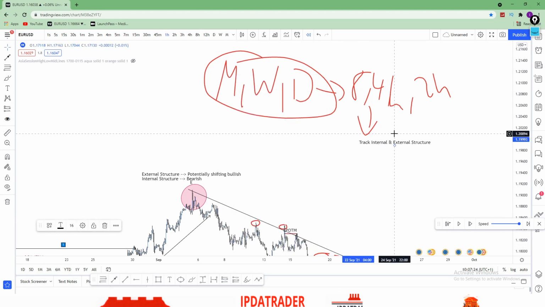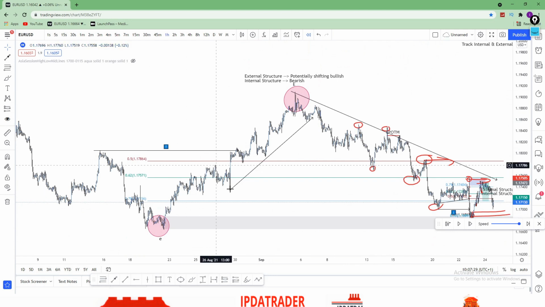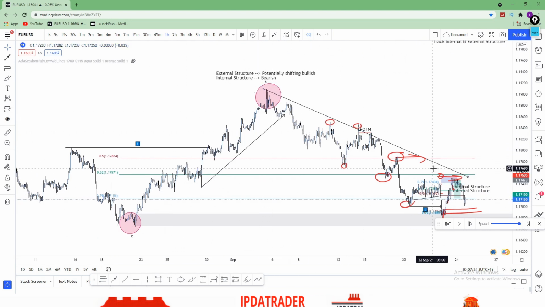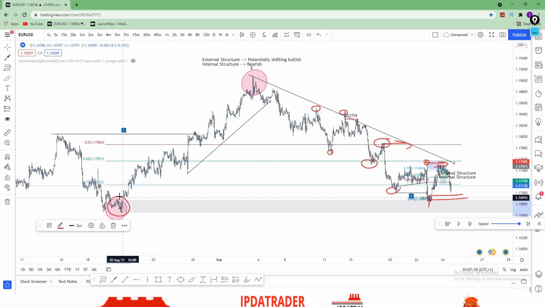Once you understand that, you can play with the external just as we do over here. We understand liquidity over here. We understand liquidity on top. We track internal structure as we go down and we mitigate orders. And we need to keep in mind that, hey, we are in potentially heavy discount buy pricing as we trade back into this origin over here.